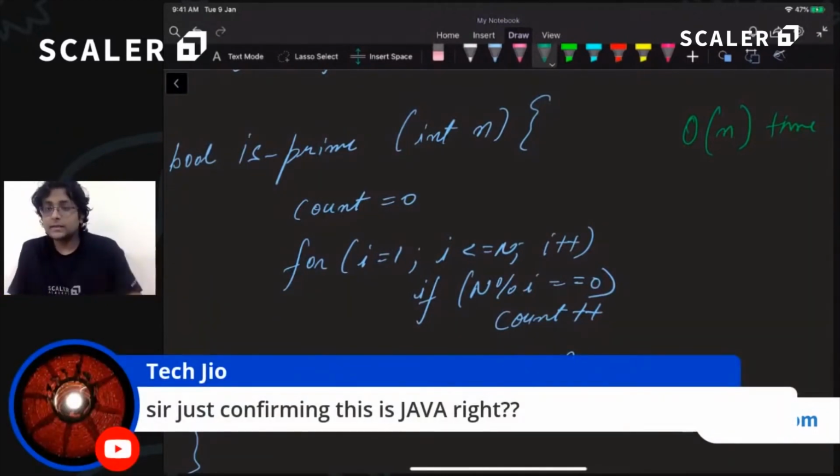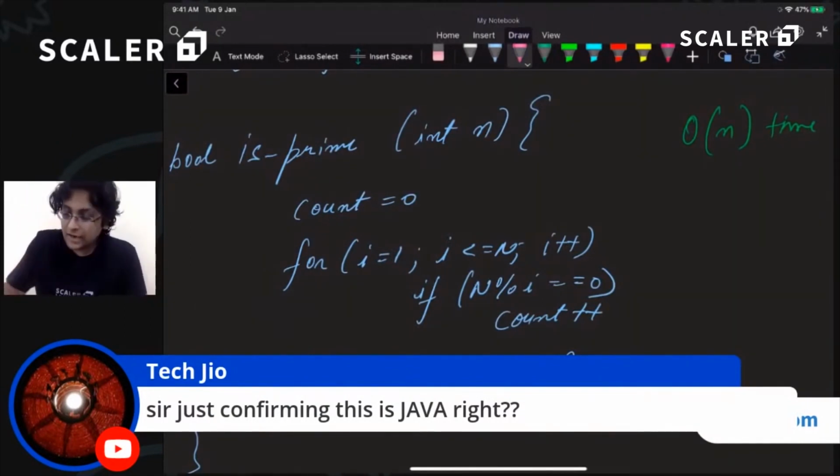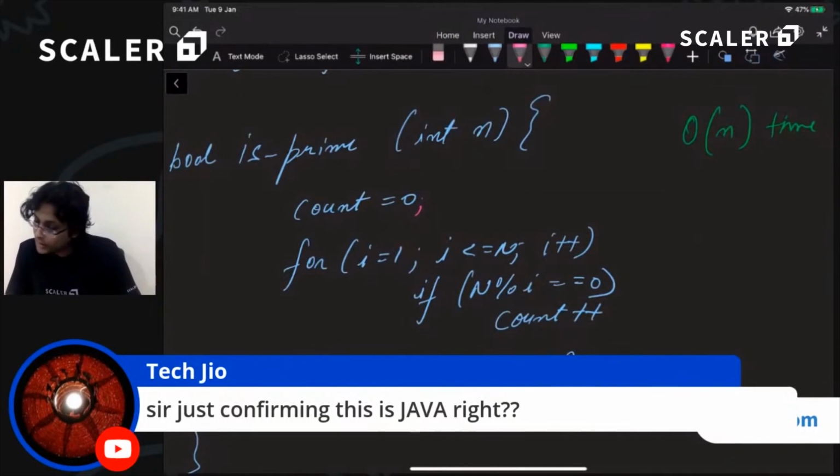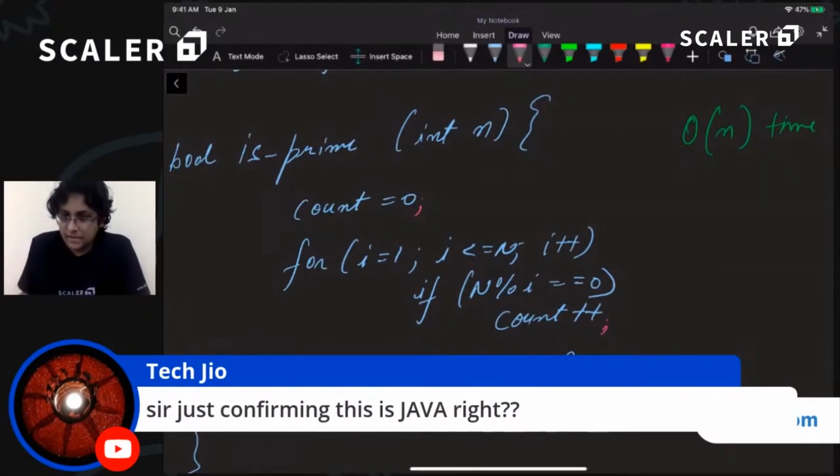TechGeos is asking, sir, just confirming, is this code Java? So this might not exactly be Java. For example, in Java, you will have to put a semicolon over here. I'm not sure if you write bool or boolean in Java, I kind of forgot, but the rest of it pretty much looks like Java if we add these semicolons. This will also work in C++, almost exactly the same way.